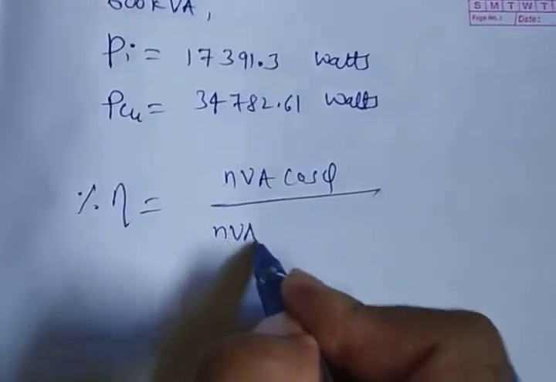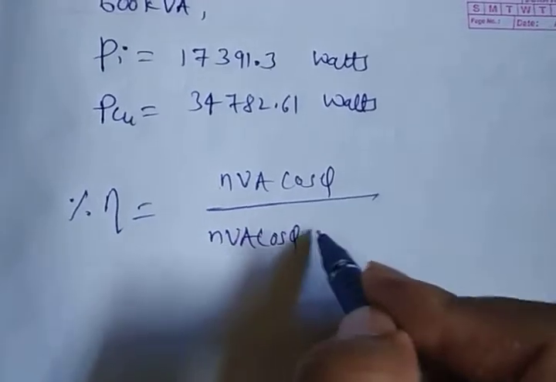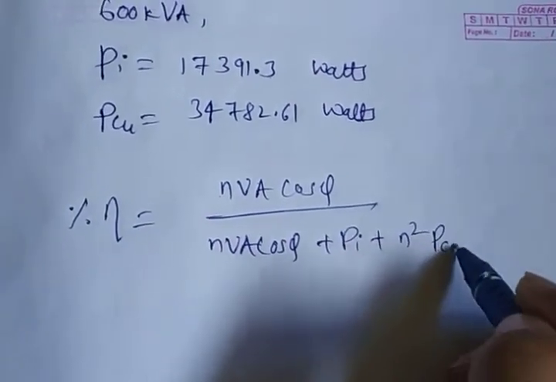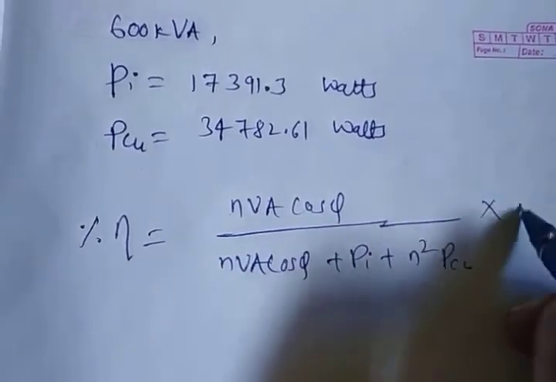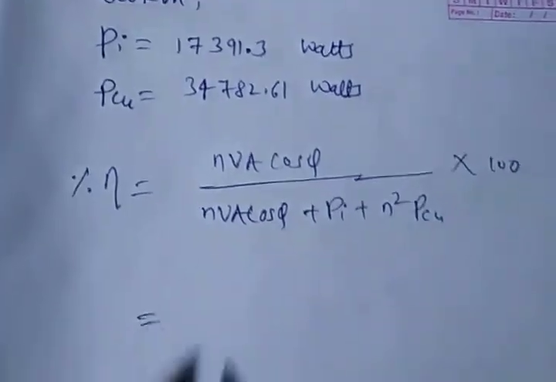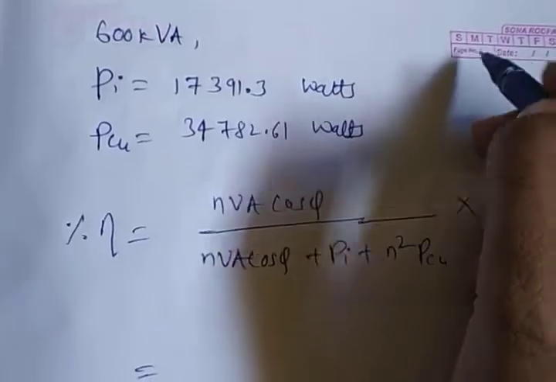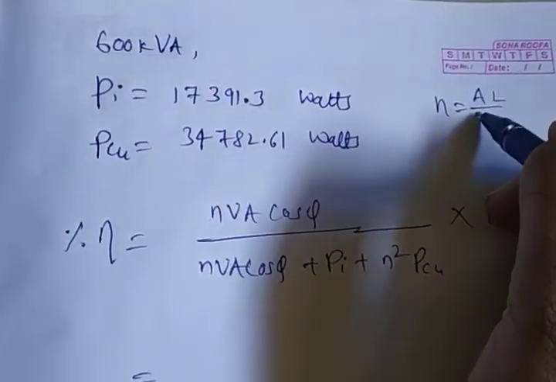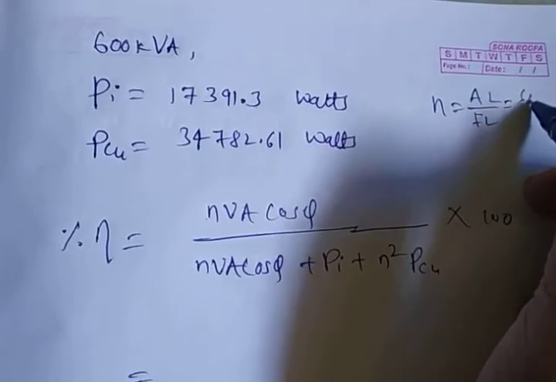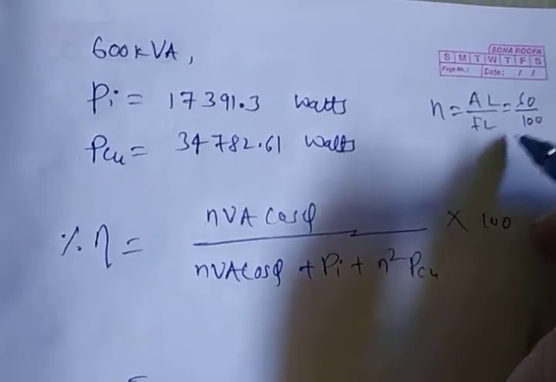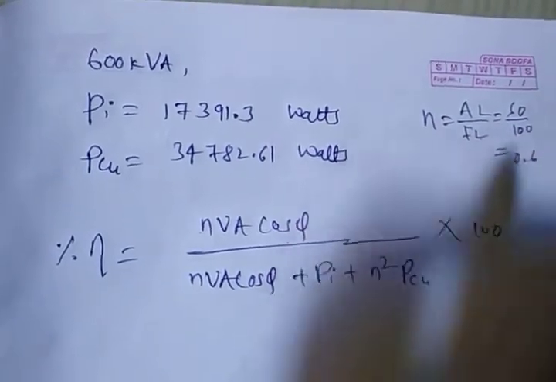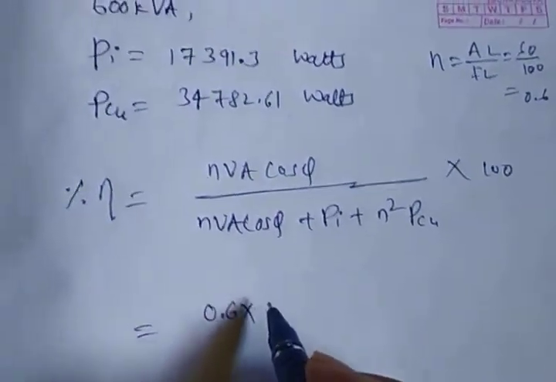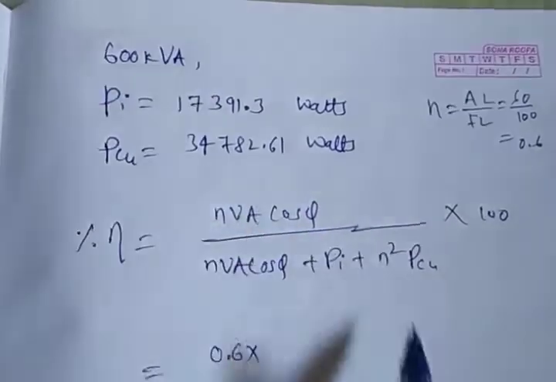So the formula is efficiency equals N × VA × cos phi divided by N × VA × cos phi plus PI plus N square into PCU, into 100. N means what? N is nothing but the actual load by full load. Actual load is 60%. Full load means always 100. So 60 by 100 means 0.6.